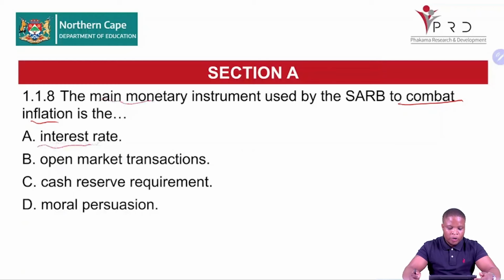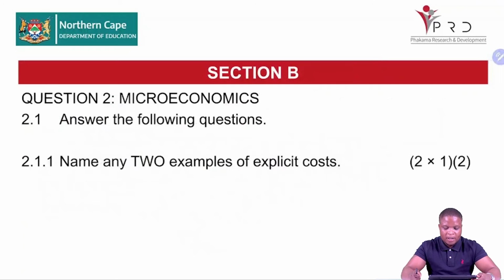Right, grade 12, you are going to move to section B now. Section B, we have question 2. Remember, question 2 is only your microeconomics. On question 3, you find your macroeconomic issues, and then question 4 is a mixture of macroeconomic issues and microeconomics. 2.1.1. Name any 2 examples of explicit cost.